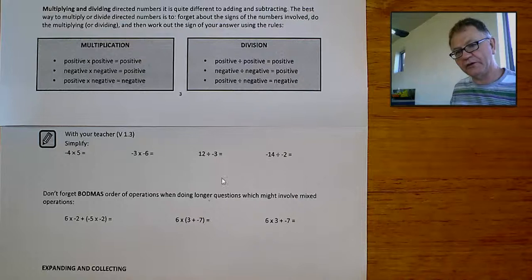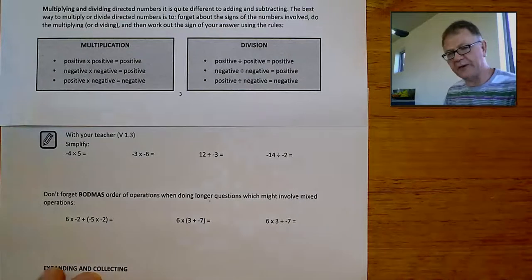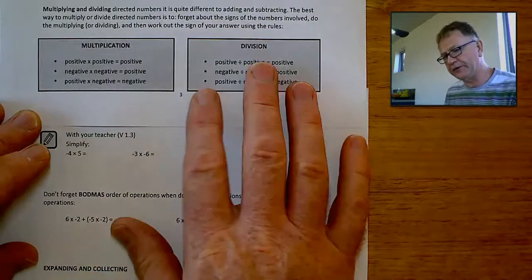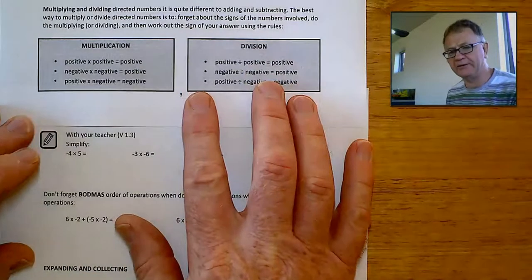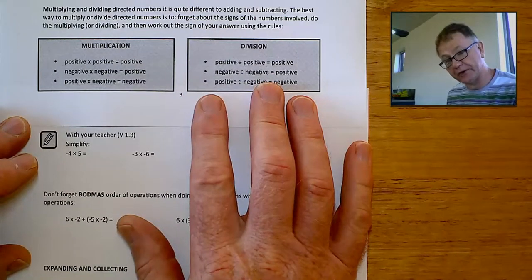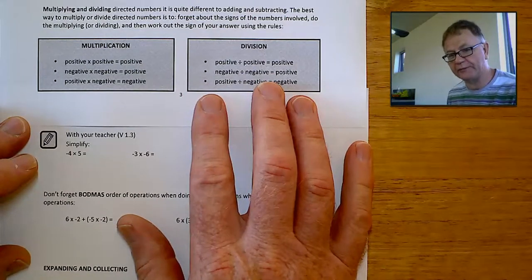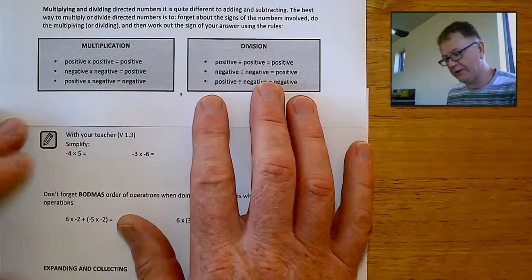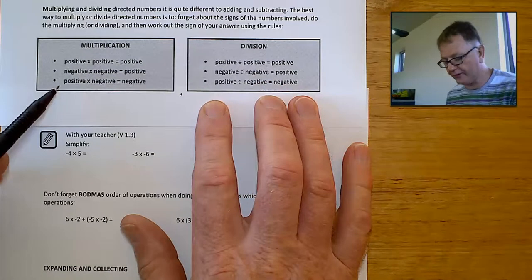And now we've got questions which involve multiplication and division. Now importantly, the rules for multiplication and division are quite different from addition and subtraction. Addition and subtraction, think of the number line. Multiplication and division, these are your rules right here.